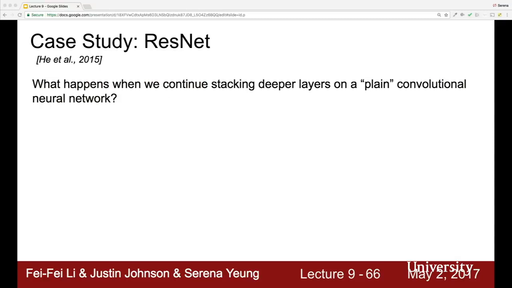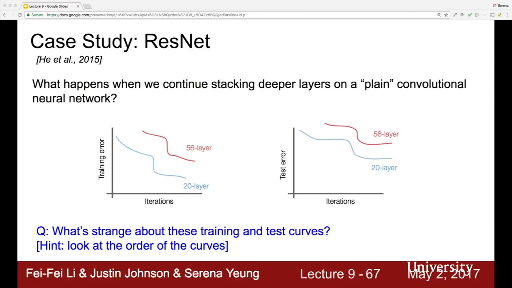Now let's go into a little bit of the motivation behind ResNets and residual connections. The question they started off by trying to answer is, what happens when we try and stack deeper and deeper layers on a plain convolutional neural network? If we take something like VGG or some normal network that's just stacks of conv and pool layers on top of each other, can we just continuously extend these, get deeper layers, and just do better? And the answer is no.